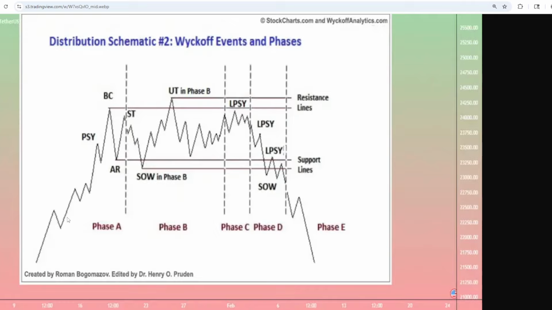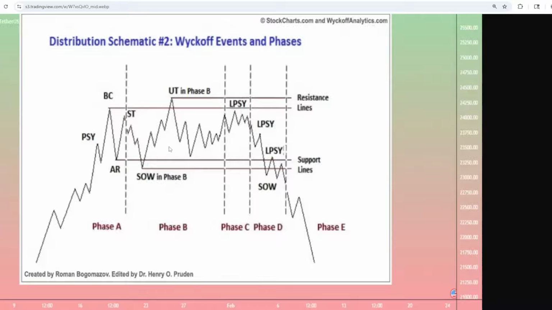It's the mark up, the mark down. So you have the accumulation, okay? And then you have something called the preliminary supply. The uptrend starts to slow down. Then you have a buying climax. It sets the peak. It's the high of the move. Then the automatic reaction, and the secondary test. It's trying to test the buying climax, and unable to get all the way up there, it sets a lower high.